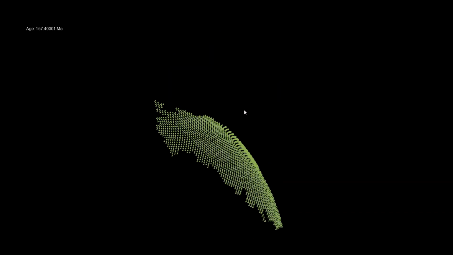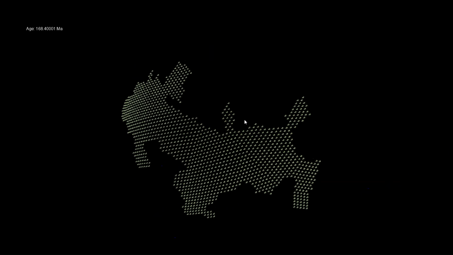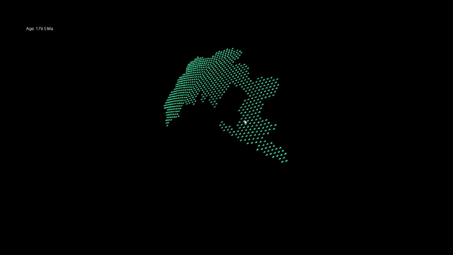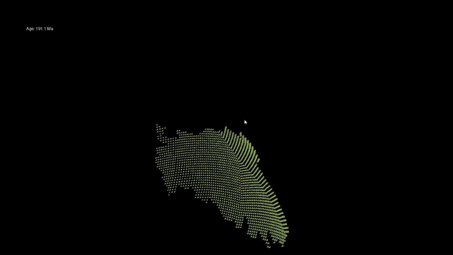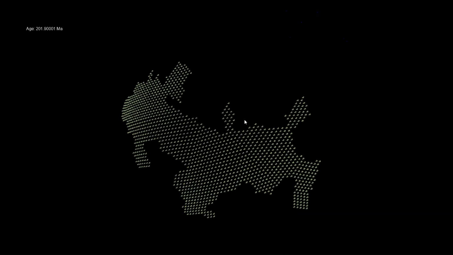You can also cycle up and down through the plates, pick whichever plate you want to focus on. Lets you look through all of them. Obviously you don't just want to have an arbitrary one.